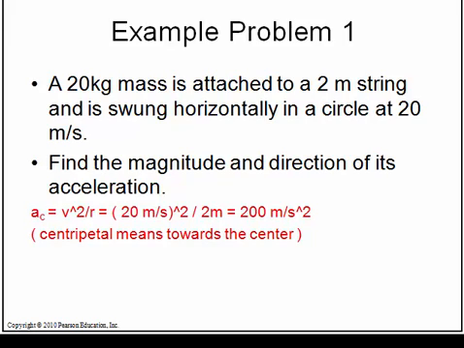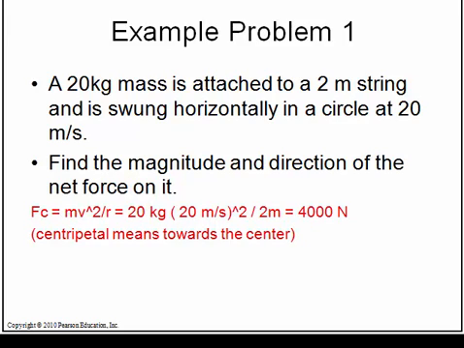To find the acceleration of a 20 kilogram mass tied to a 2-meter string that is swung horizontally at 20 meters per second, we simply plug into the centripetal acceleration formula, where ac equals v squared over r. Make sure everything is in meters and seconds. Doing this, we get an ac of 200 meters per second squared, and the acceleration is always towards the center.